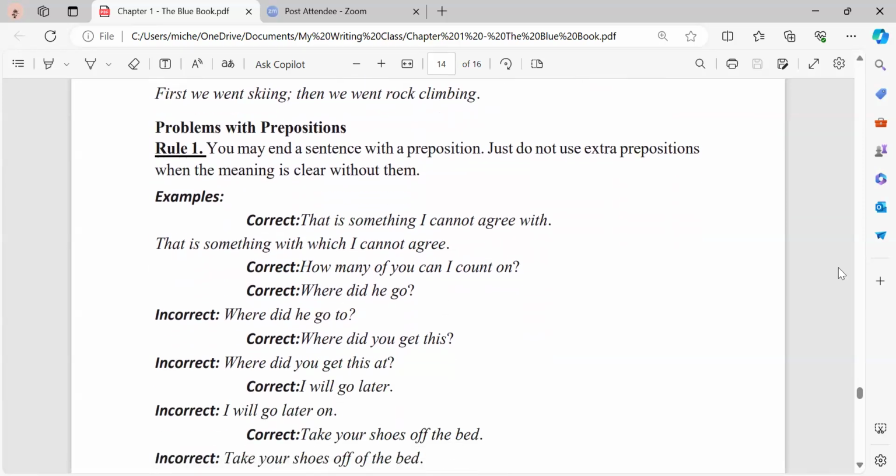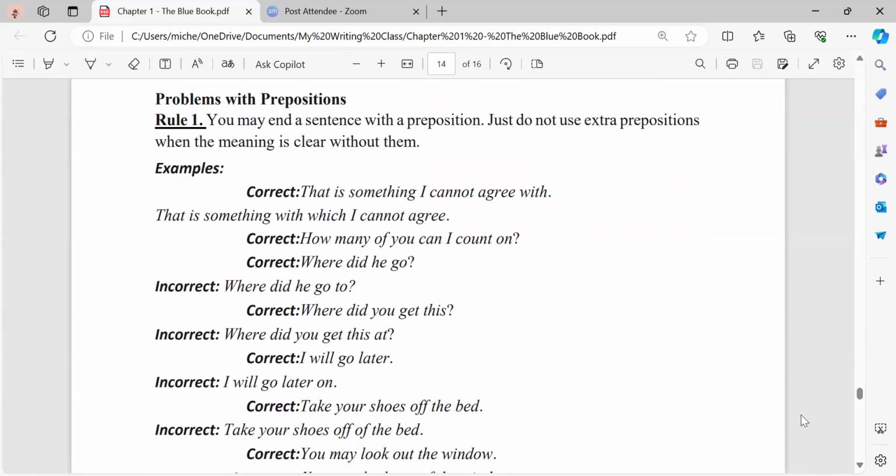So I hope I'm not going too fast, because I'm trying to finish all these materials today so we can move on to the real writing materials instead of grammar, since this is a writing class anyway.